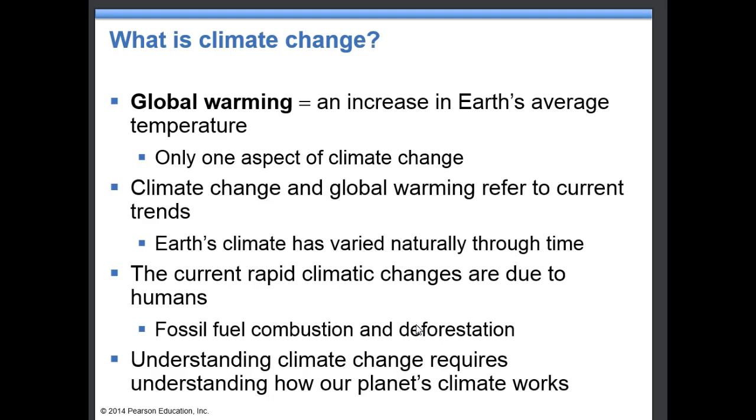Climate change is the change in the amounts of precipitation as well as the temperatures that are happening globally, not just within one area. And we've already discussed that the Earth's climate has varied very naturally throughout time because of the amount of carbon dioxide that is present. But our fossil fuel combustion and our deforestation today is increasing the rate of this change exponentially. So we need to understand climate change, and we need to understand how our planet works in order to come up with effective ways of slowing down this climate change.